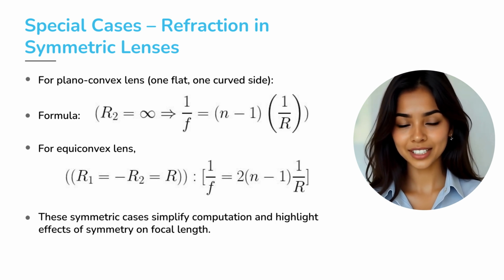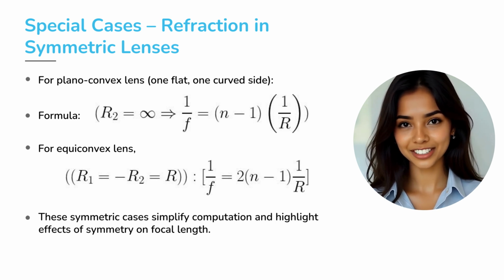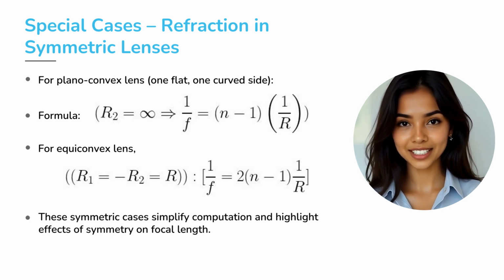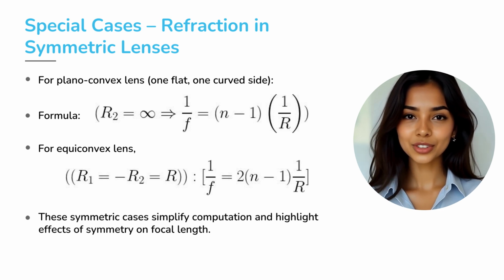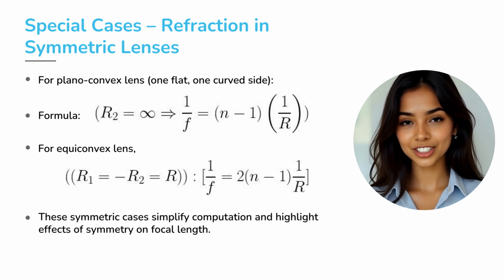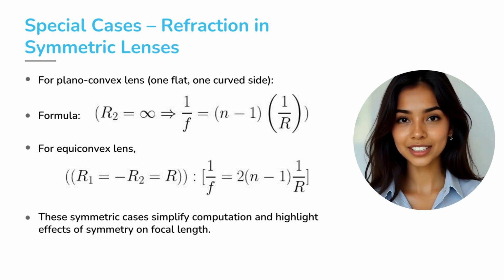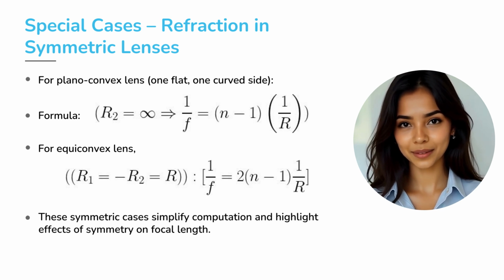Of course, these formulas assume thin lenses. For thicker lenses, we need to consider the thickness and how the optical center shifts. And don't forget, choosing the right signs for radii is crucial. Getting a plus or minus wrong can radically change focal length calculations. So, always keep your sign conventions sharp.